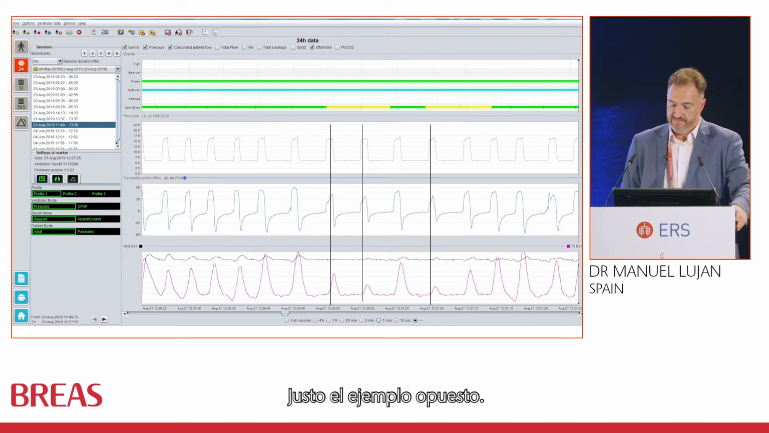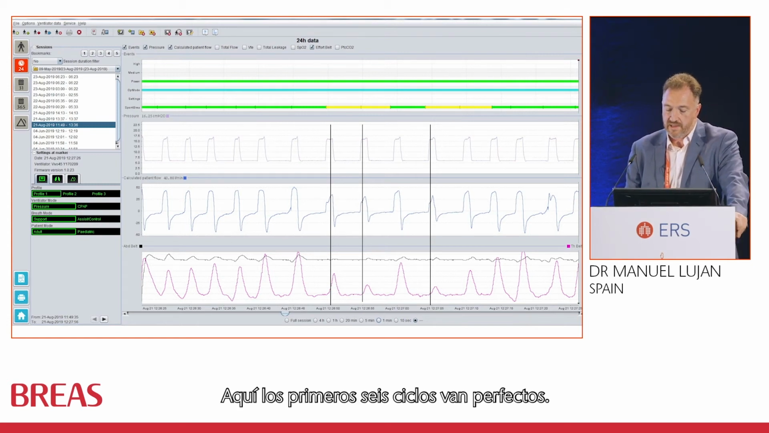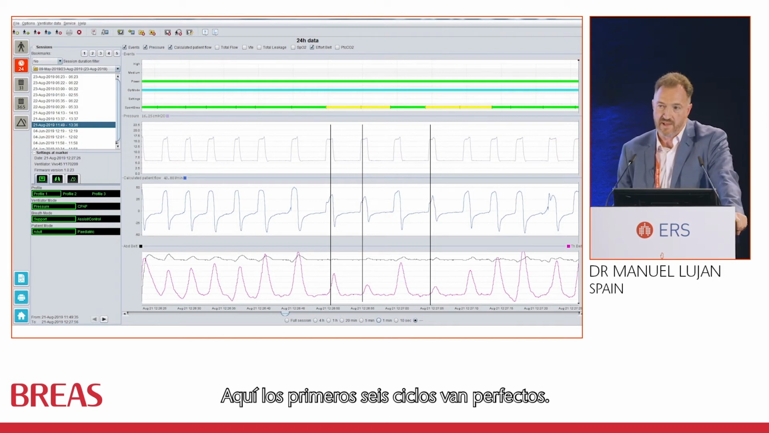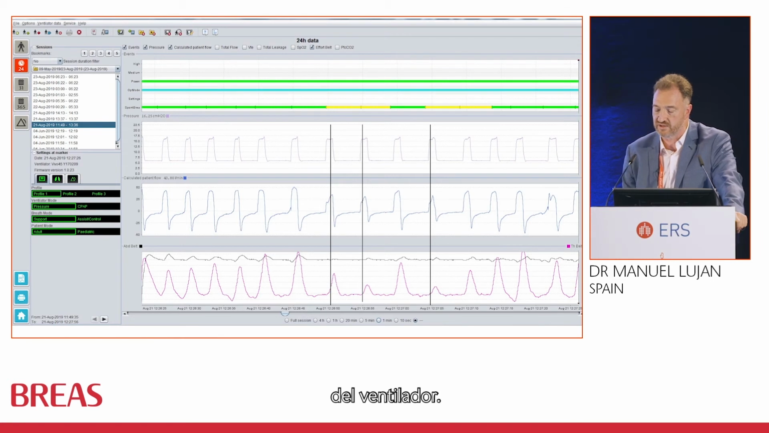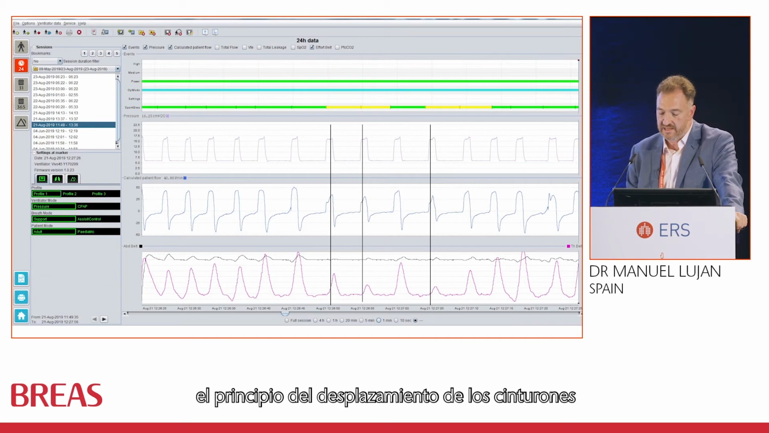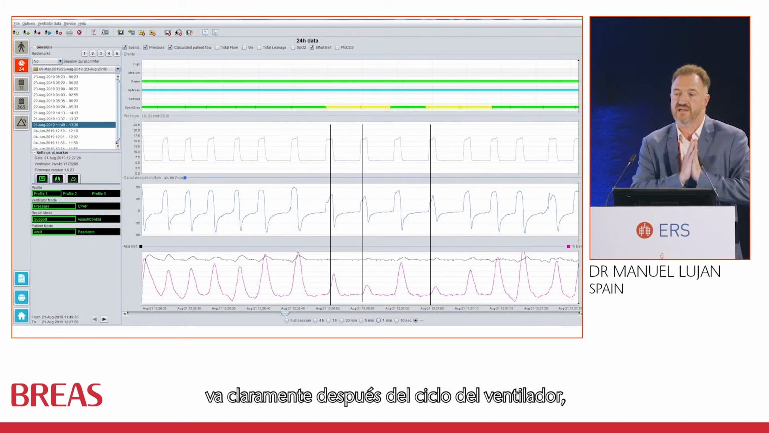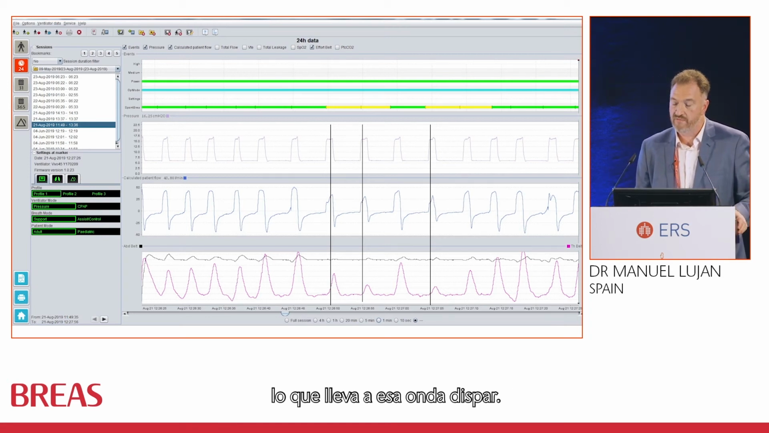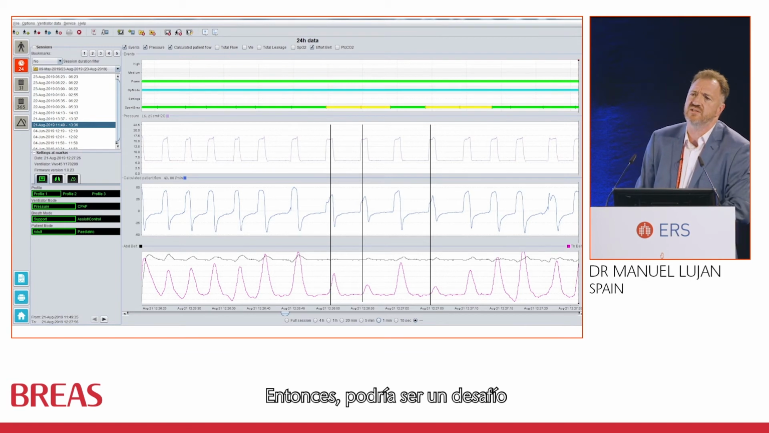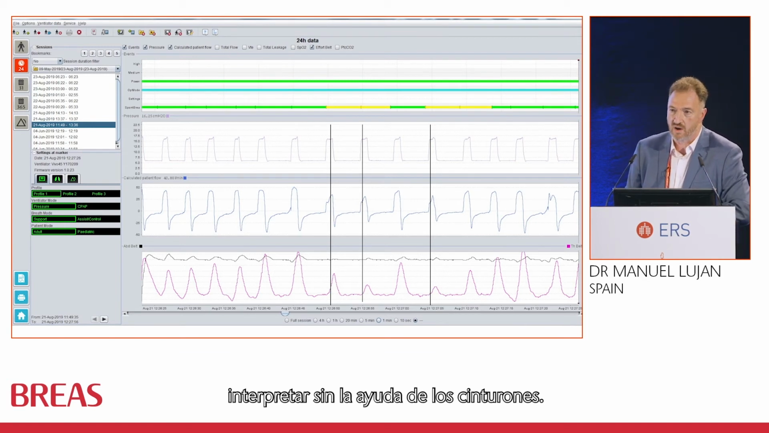Just the opposite example. These first 6 cycles are in perfect agreement. This is the thoracic belt, abdominal belt, and thoracic belt, the onset corresponding to the cycles of the ventilator. But look at these 3 cycles. In these 3 cycles, the onset of the displacement of the belts is clearly after the ventilator cycles, leading to this abnormal flow waveform. Then it could be challenging to interpret without the help of the thoracic and abdominal belts.